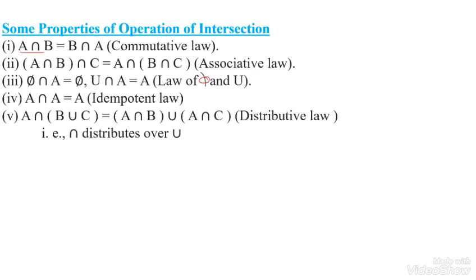Okay, now we'll solve one example here. I will discuss one example for the associative law. First I will consider three sets: set A containing the elements 1, 2, 3, set B containing the elements 4, 5, 6, and set C containing the elements 3, 5, 7.